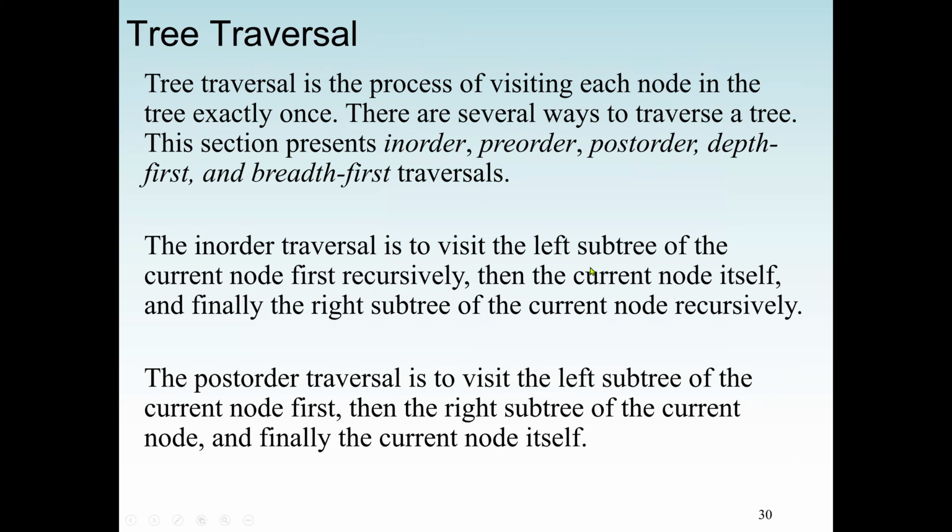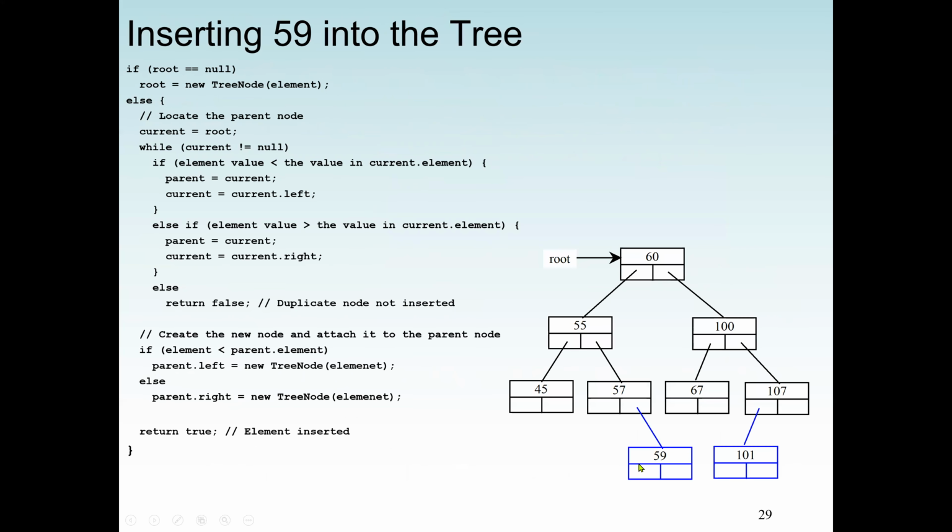And this is the example of the tree that we are visiting now. So you can see we go 45, 55, 57, 59, then we go through 60. Then we go through the right subtree. In the right subtree, we start with the leftmost, so we go through 67, 100, 101, then 107.